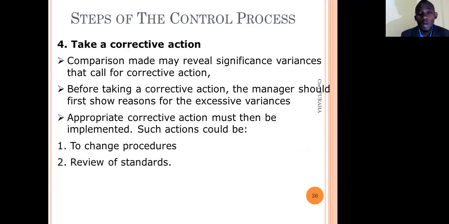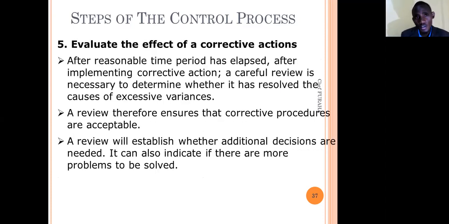Appropriate action may be to punish. Appropriate action may be to train, etc. Then the last step is to evaluate the effects of a corrective action. For standards to be more effective, we may retrain our staff members. If we have taken them through a certain training, we must observe or evaluate the effect of that training. Has it changed anything? Did it change anything in our business?